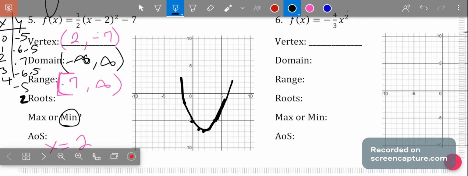Where is the y value equal to 0? So where does it touch the x-axis?